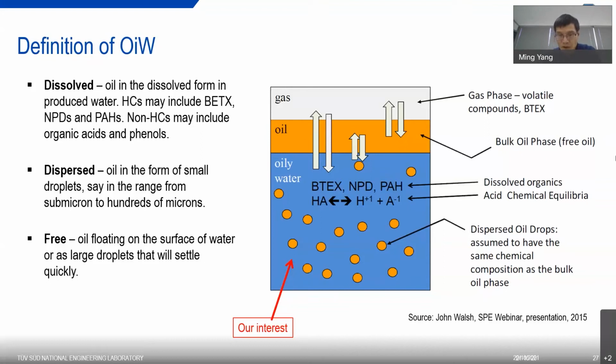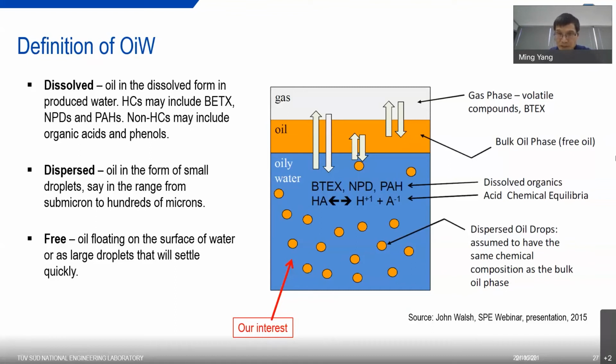Now, for the organic acid, how much is dissolved and how much is dispersed depends on the pH of the produced water. If the pH is low, then there is more chance that the organic acid will be present in the water in the molecular form, and it's more likely it will end up in the dispersed phase.